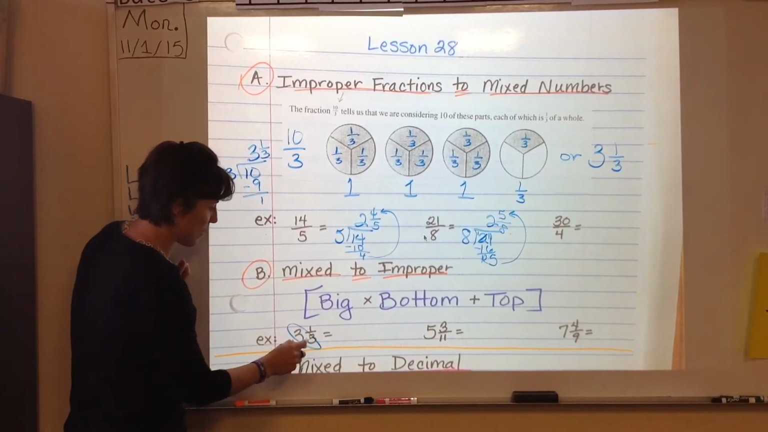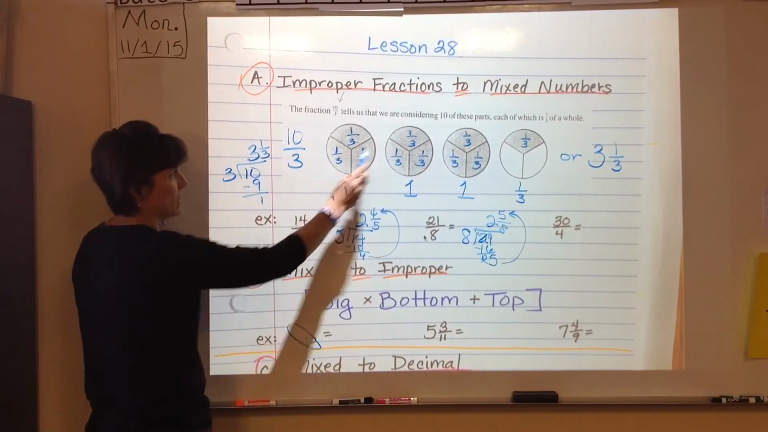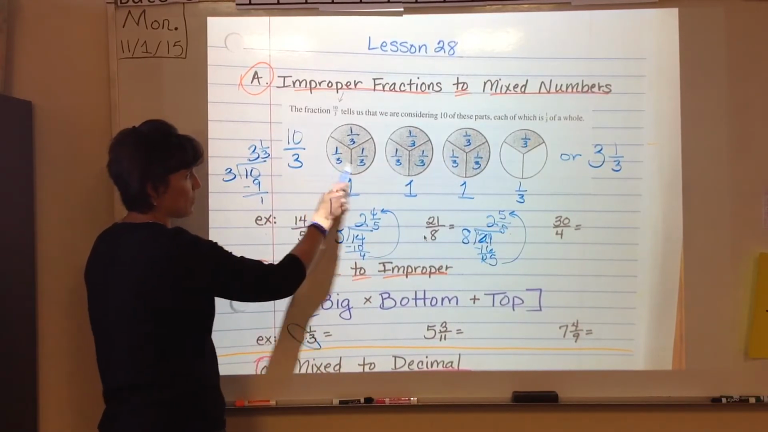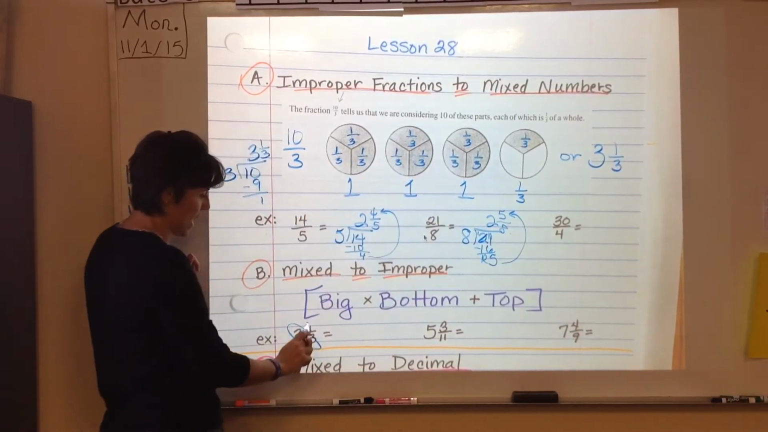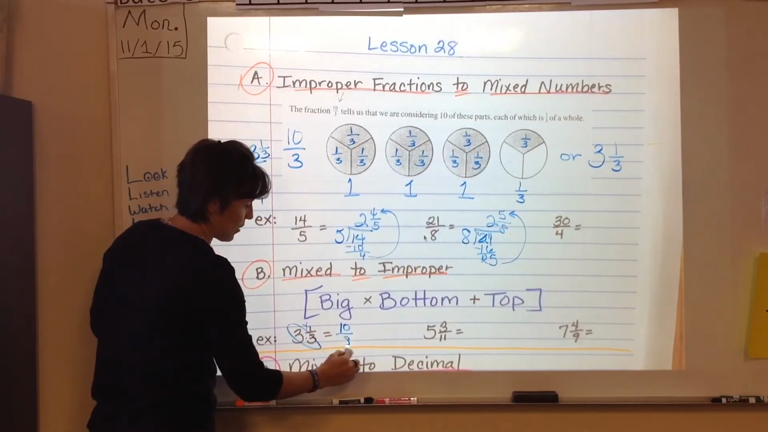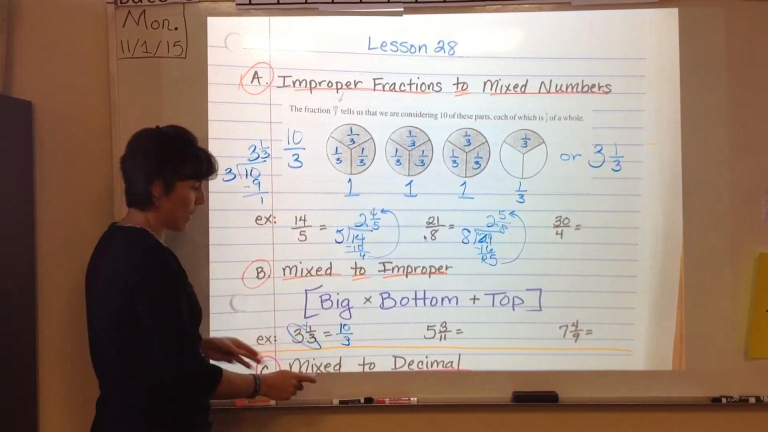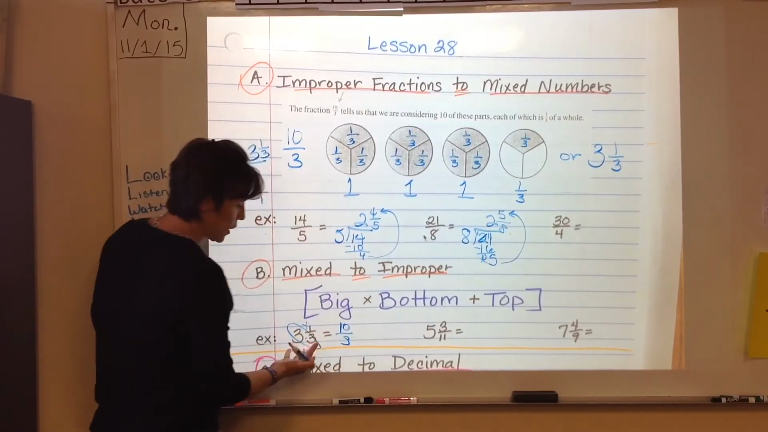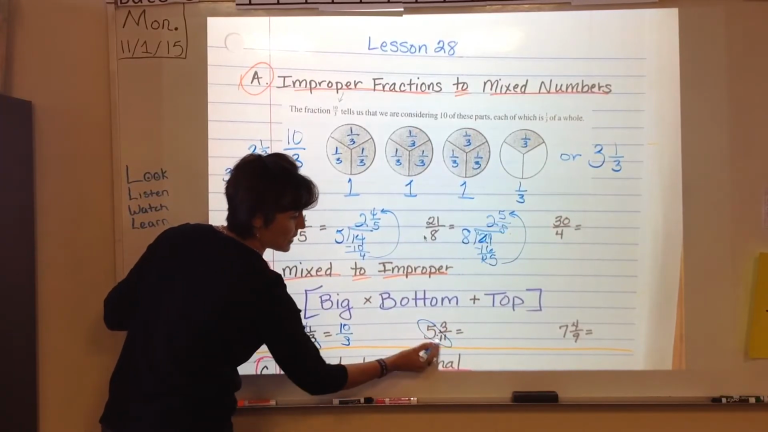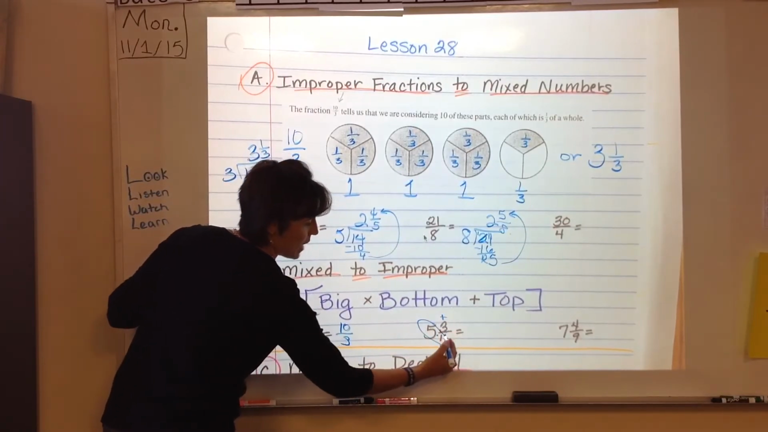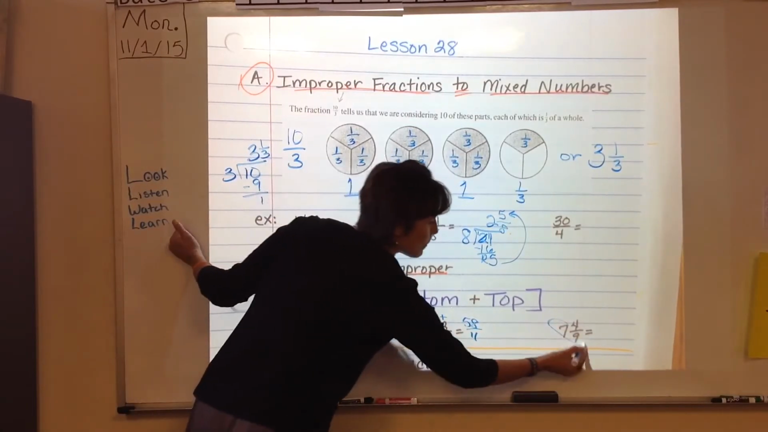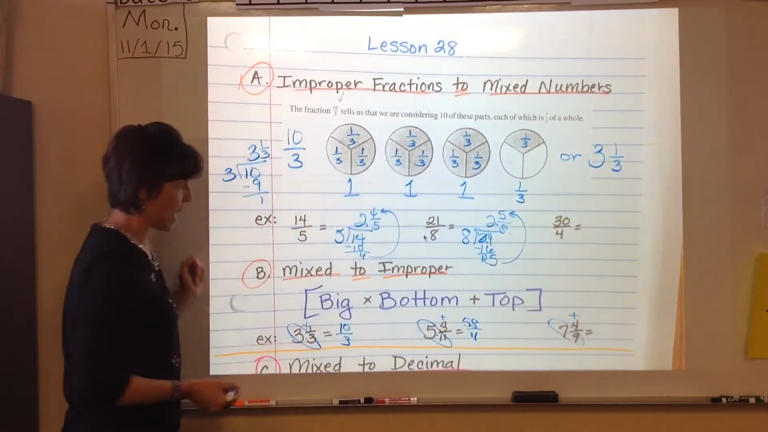So big times bottom, 3 times 3. You have 3 big pieces of pie, right? And we're going to cut it into thirds. And that gives us 1, 2, 3, 4, 5, 6, 7, 8, 9. 3 times 3 is 9, plus the 1 on top, which gives us 10 thirds. Doesn't that look familiar? Yeah, that's why I picked it. So that we try it over here. If it works for this, it's going to work for this. Big number, which is the whole number, times the bottom, which is the denominator. Big times bottom, 55, plus the top, 56, 57, 58. Big times bottom plus the top. Try it. We'll check it in class.